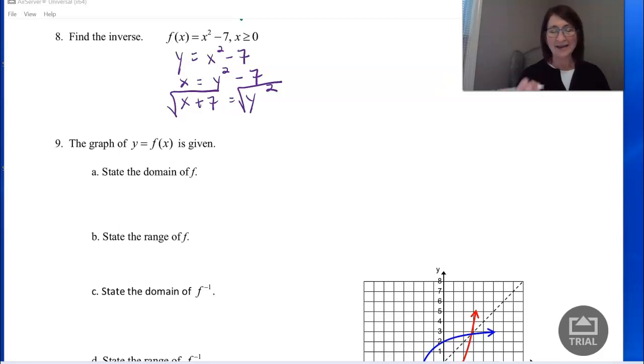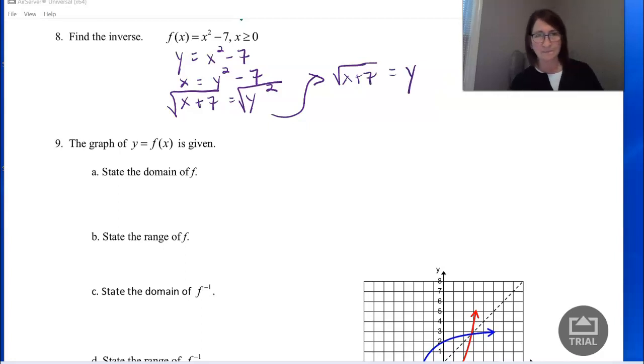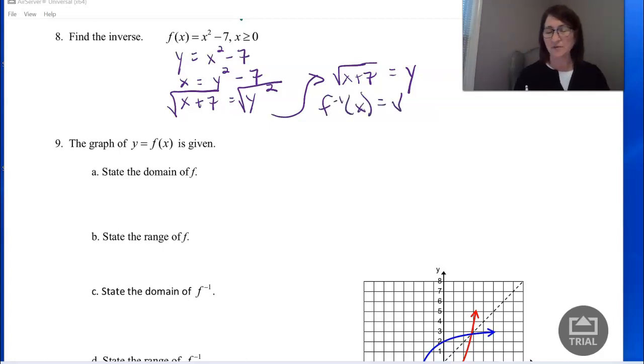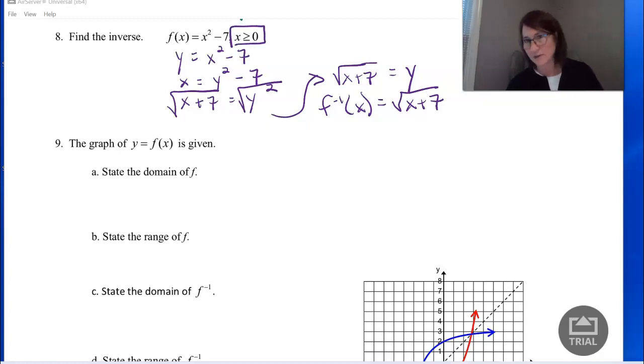And so I get, right here, let me bring it over a little, the square root of x plus 7 is equal to y. And then I'm just going to put in function notation. f inverse of x is equal to the square root of x plus 7. Notice when I took the square root of both sides, I didn't do that plus minus thing. That's because right here, it says that x is going to be positive.